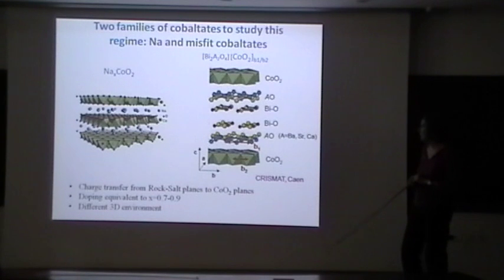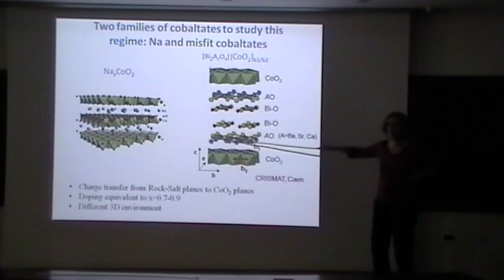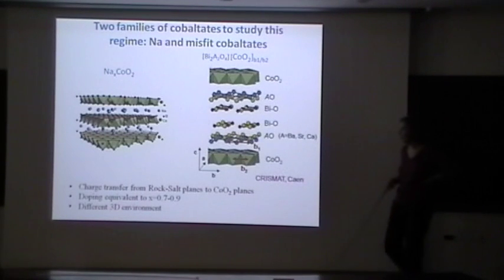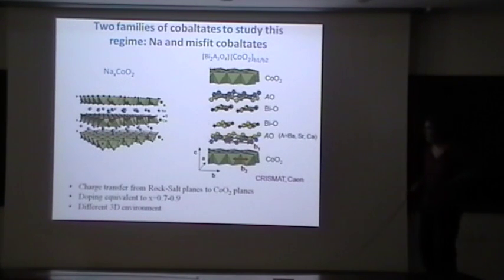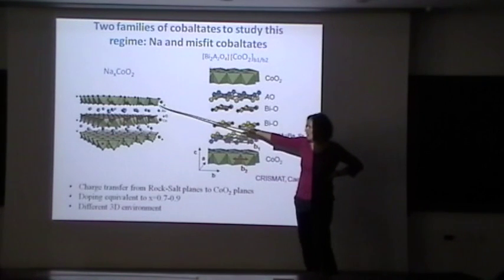These compounds are called misfits because the periodicity of the Brouet plane is usually incommensurate with that of the cobalt oxygen plane. Changing the composition of this Brouet plane changes the doping of the cobalt oxygen plane. So it's interesting to compare these two families to understand the influence of these layers on the properties of the cobalt oxygen planes.